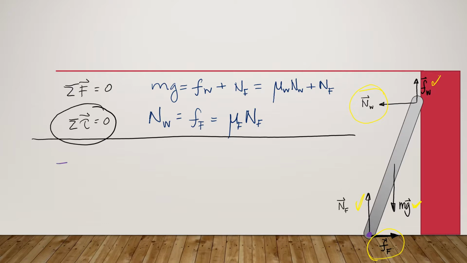And so if I'm writing the net torque, that is the torque from the friction with the wall, the torque from the normal with the wall, and the torque from the weight. All right. So if you recall, torque is r cross F.